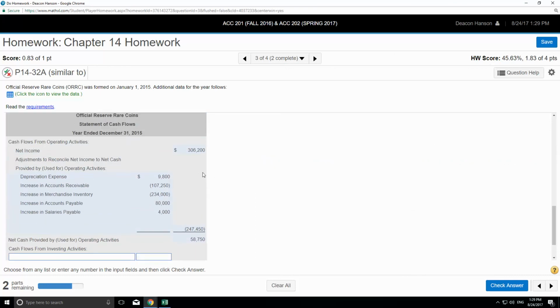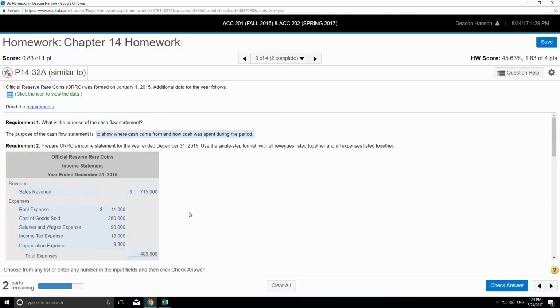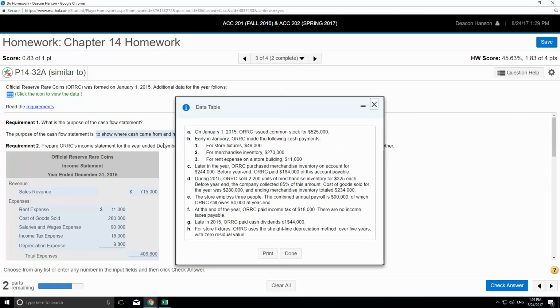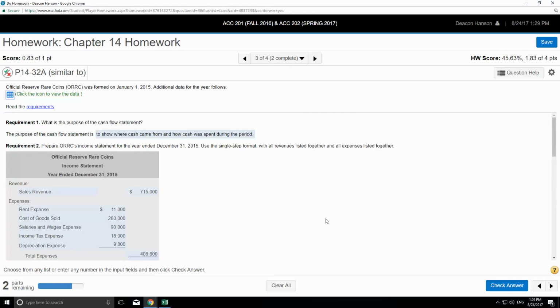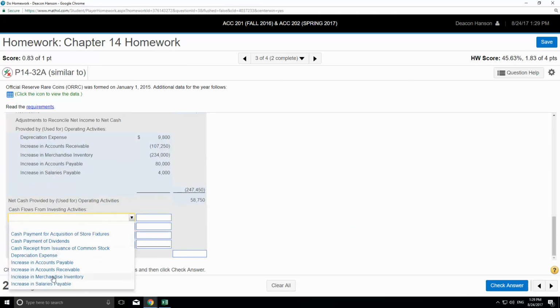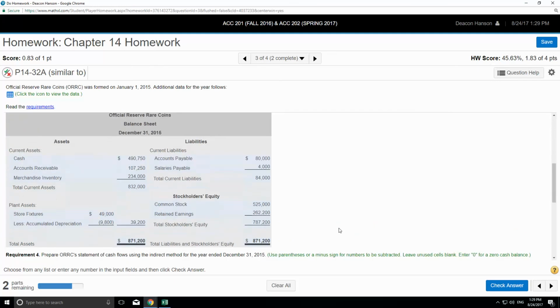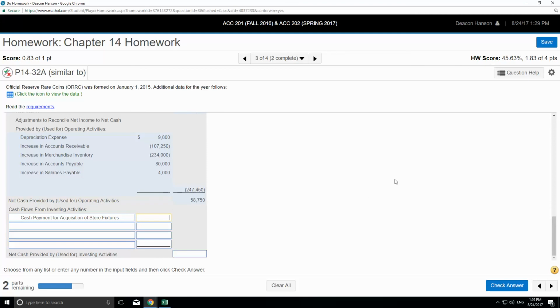Now we will go to investing activities. And let's see. The only long-term asset is that store fixture, and that was bought with cash, $49,000. So that's a cash outflow, right? Cash payment for the acquisition of store fixtures. And we said that was negative $49,000. That means the cash went out. We bought it with $49,000 in cash.